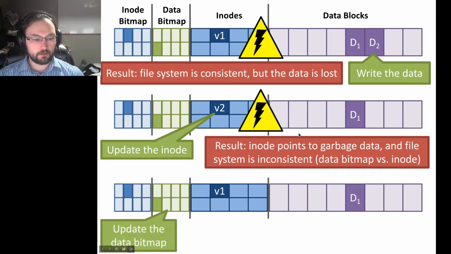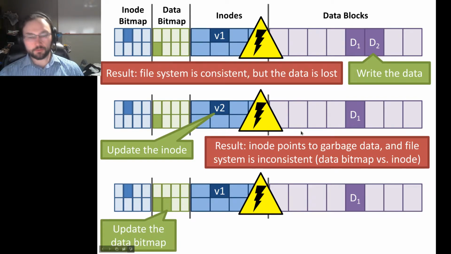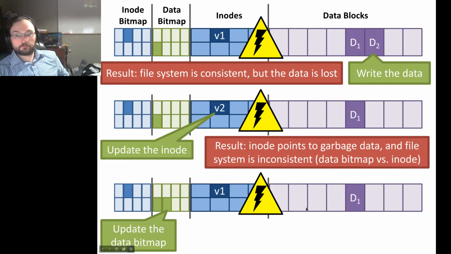Last case, we update the data bitmap, and then we crash. Think about this one. Is this one like not a problem at all, like the first case? Is this a horrifying nightmare like the second case? Or is it something else?